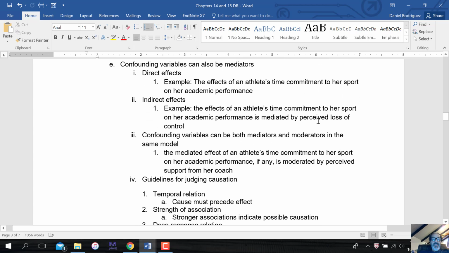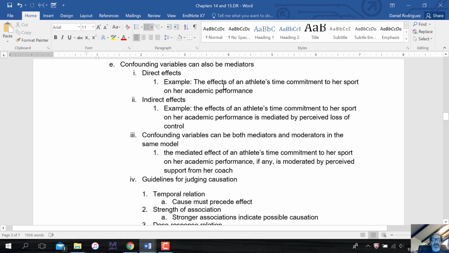Now, confounding variables can also be mediators. A mediator is a special type of effect. In this case, a mediator is kind of an intermediate variable. Here's an example of a mediation effect. I remember getting this, I forgot why, there was a study I was thinking of with one of my students, and I think this is why I use this example.